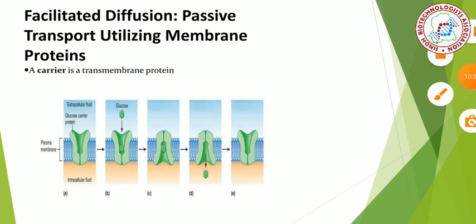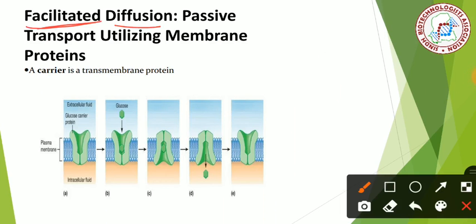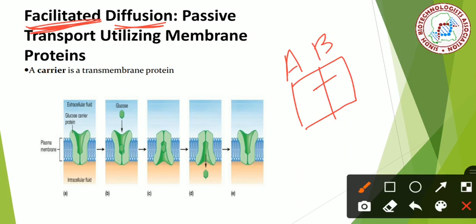Here we can see facilitated diffusion. This word facilitated is very important. It means one molecule will take help from another molecule to cross the cell. For example, here is side A and side B. There is a protein present, and here are non-polar molecules, here are also non-polar molecules. If a molecule wants to cross from A to B, it will take help from that protein. This one is called facilitated diffusion.